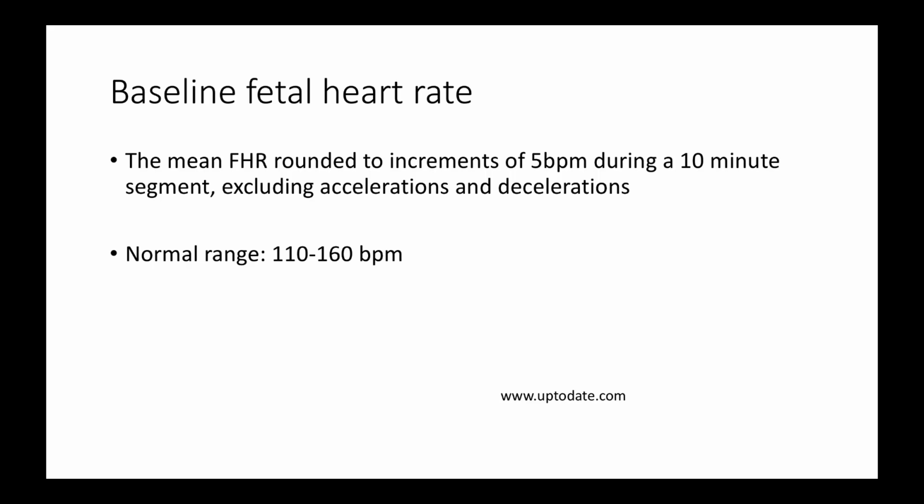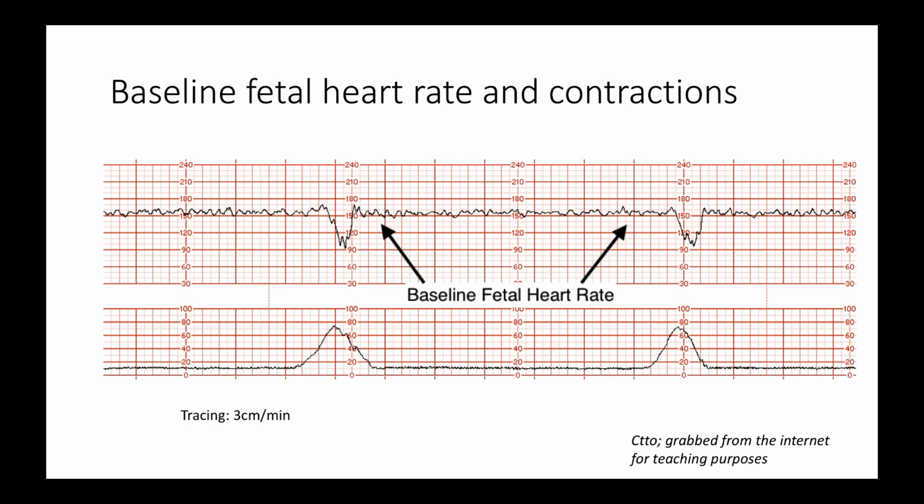Let's discuss first the baseline fetal heart rate. This is the mean fetal heart rate rounded to increments of 5 beats per minute during a 10-minute segment, excluding accelerations and decelerations. The normal range for the baseline fetal heart rate is between 110 to 160 beats per minute. This is an example of a fetal heart rate tracing.